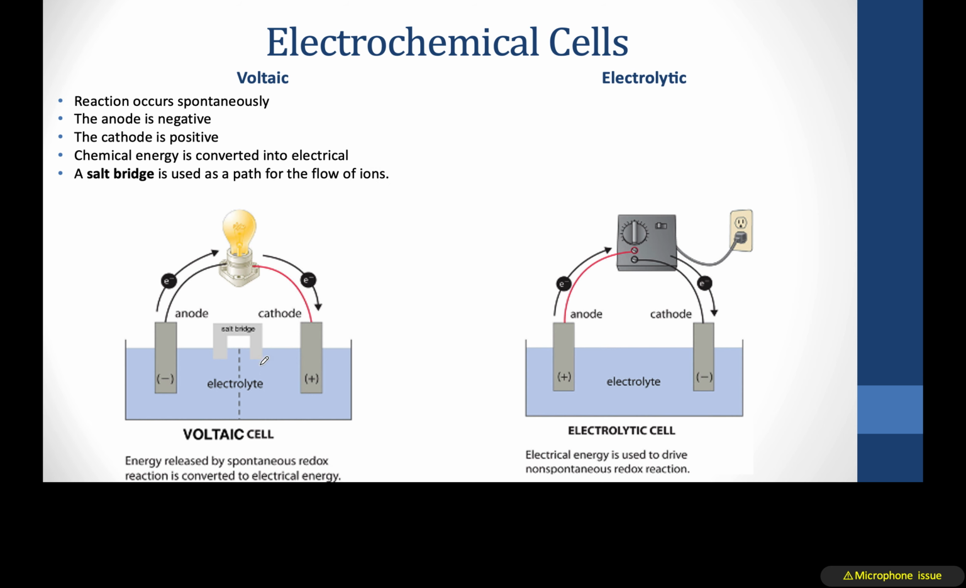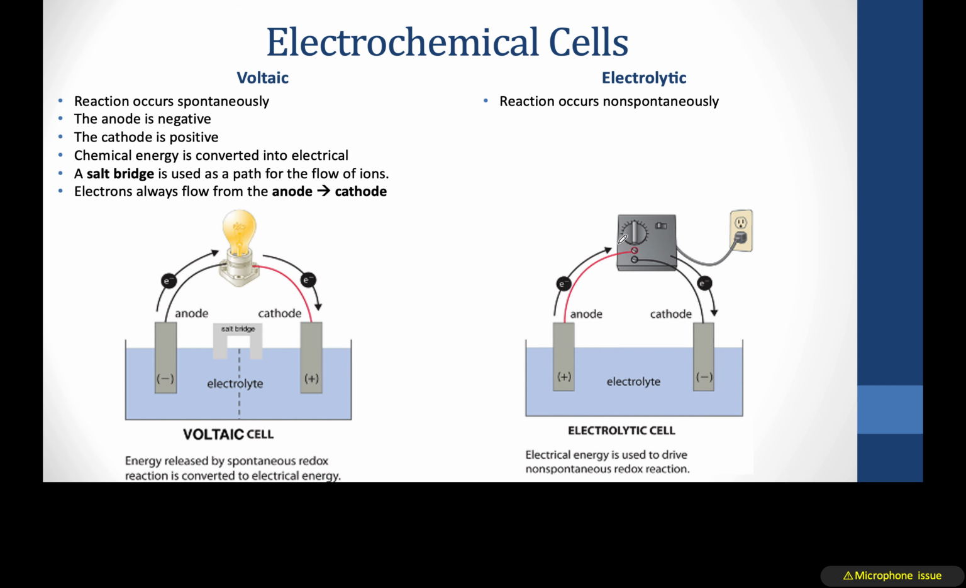And specifically in a voltaic cell, there's a salt bridge that allows for the flow of ions. Okay, it allows ions to flow between the two halves of the cell. All right. So there's a salt bridge in a voltaic. There's no salt bridge in electrolytic. That's one way to tell them apart, among others. Electrons always flow from the anode to the cathode. Okay, that's always true, even for the electrolytic cell.